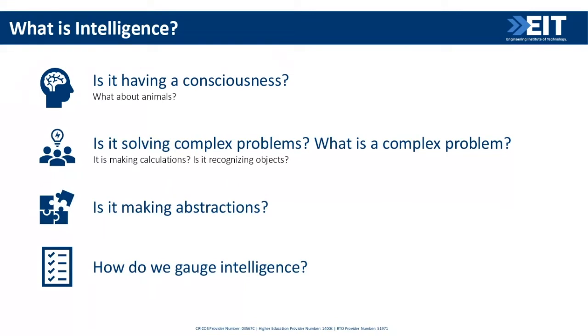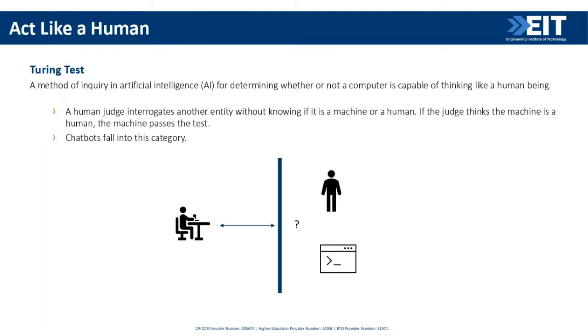So how do you gauge intelligence? So we created an intelligent machine. How do we know that this is really an intelligent machine? So the first type of test that comes to the mind normally of people who are working in this environment is called the Turing test, which was developed or imagined by a mathematician, an English mathematician in the 50s or so, Alan Turing.